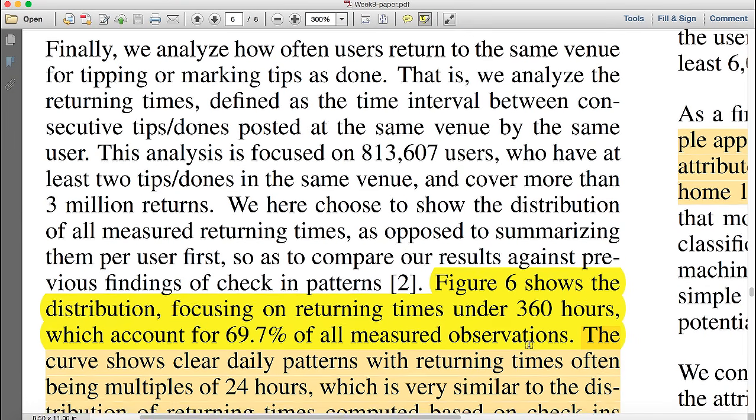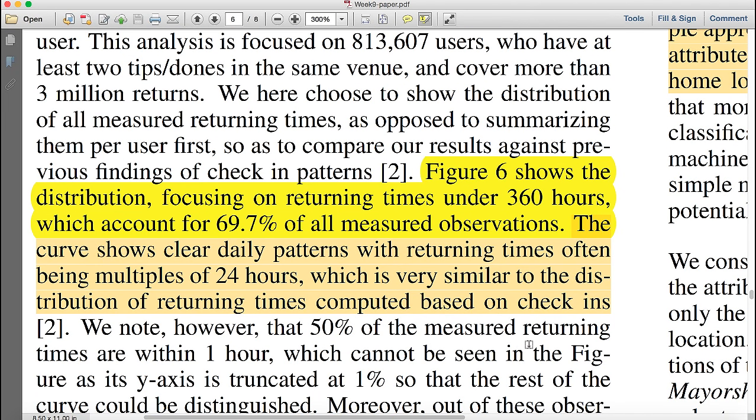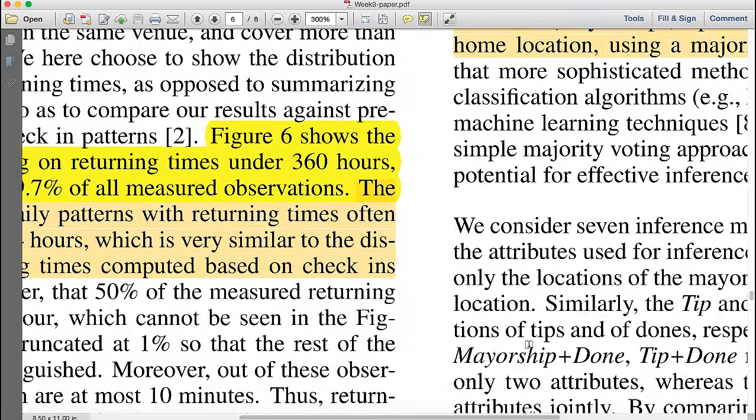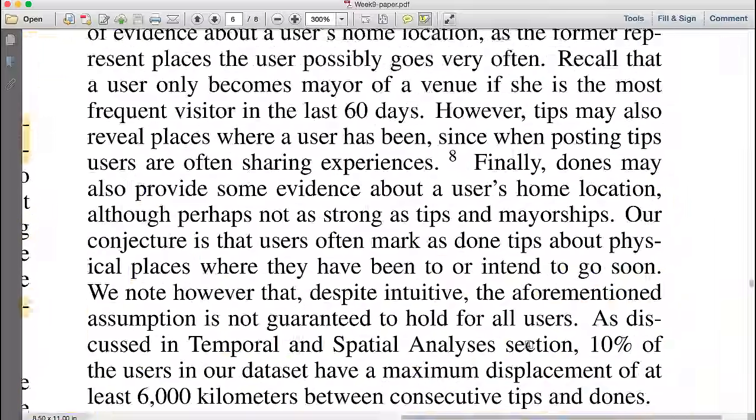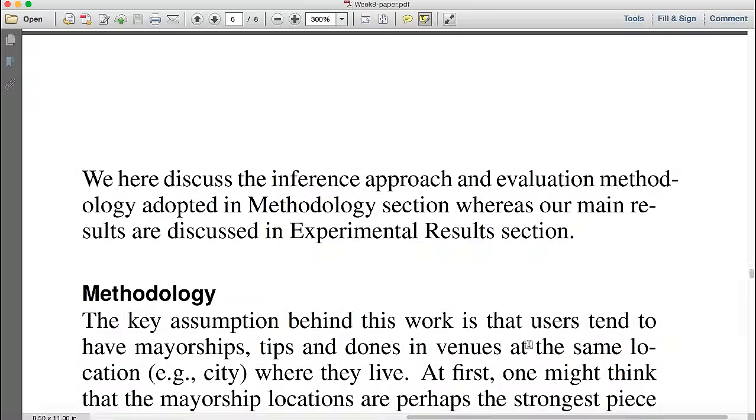Essentially, the conclusion there is that people come back to that same location, with examples like me doing it in Triple IT Delhi. That's figure 6. That's an interesting analysis.